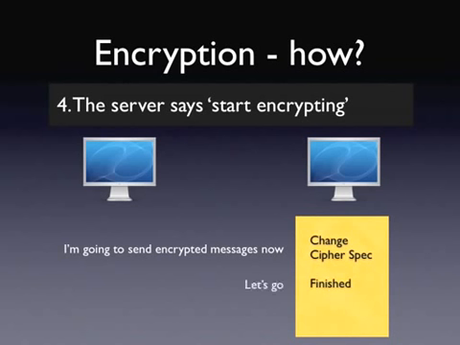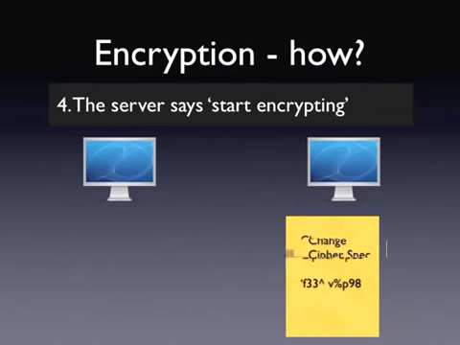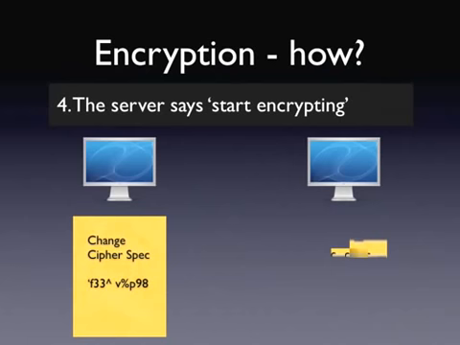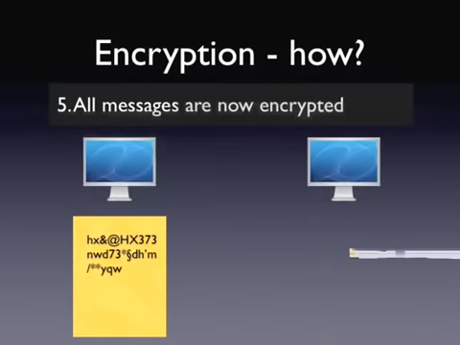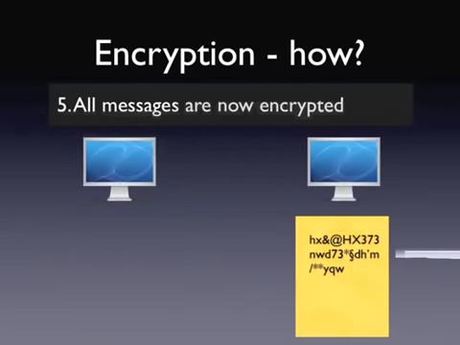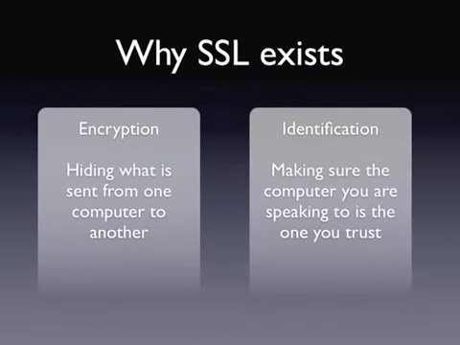Let's go. Now the only thing is, when this message gets sent to the client, it gets encrypted. So the finished message after the cipher spec is then encrypted completely, and it gets sent back to your computer. Now all messages are encrypted, so in our Google example, perhaps our login is Jane Doe and our password could be something like this. Now when it's encrypted, this will be garbage to anyone watching, and that's how encryption works.